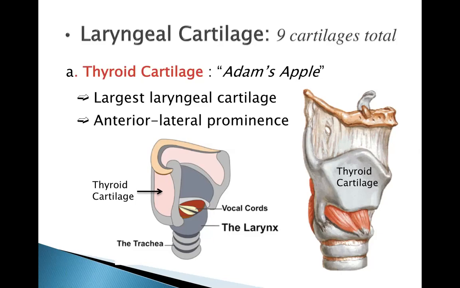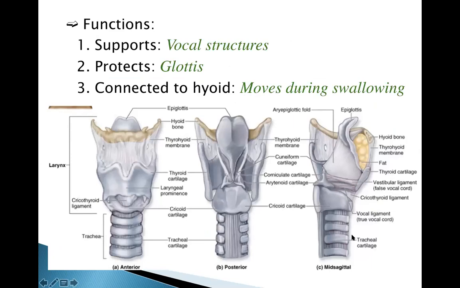And we're going to see that the thyroid cartilage is going to sit superior to the cricoid cartilage, which sits right below it. All right, so functions are going to be to support the vocal structures, to protect the opening. Obviously, we need this very large anterior plate of cartilage.